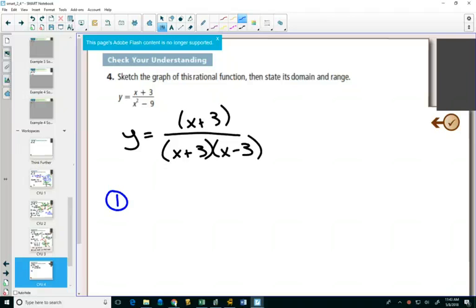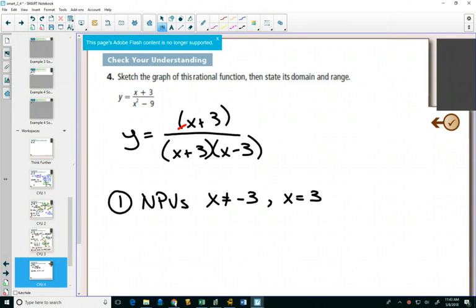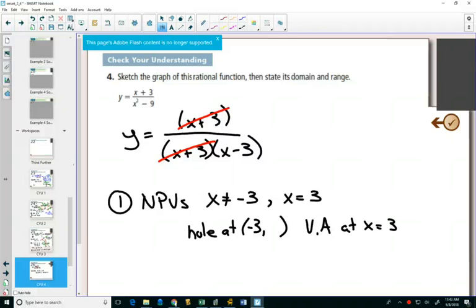So step one, what are our non-permissible values? X can't equal -3, and x can't equal 3. What do we notice? Those factors are the same. So at -3, we're going to have a hole at -3 comma something. And at +3, we're going to have a vertical asymptote. So the factor that cancels out, that determines your hole.